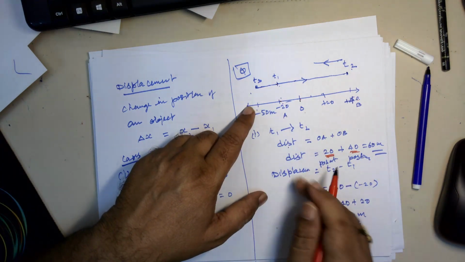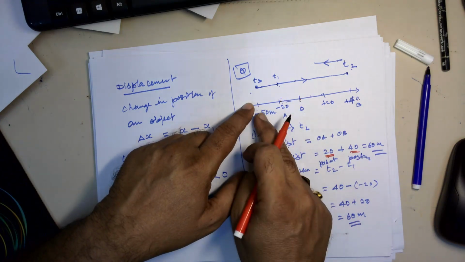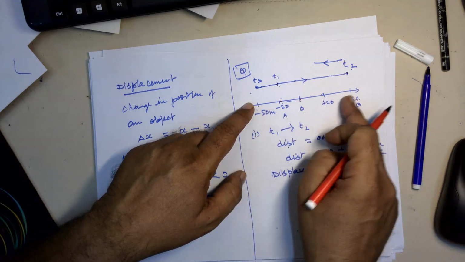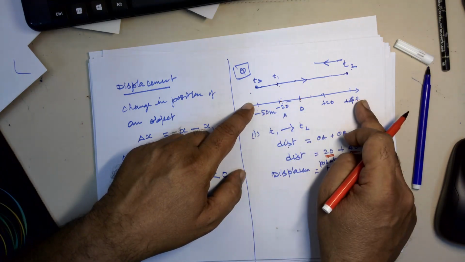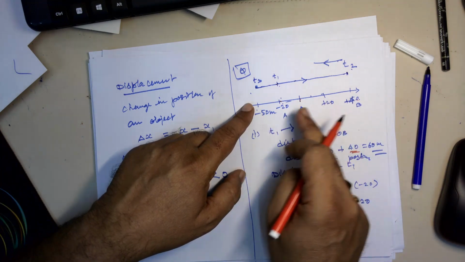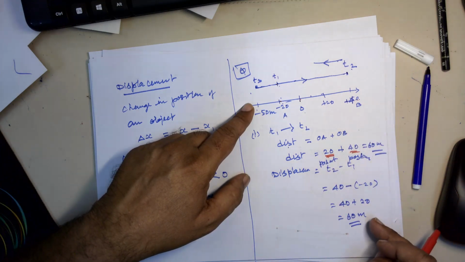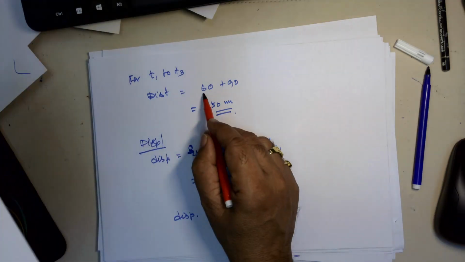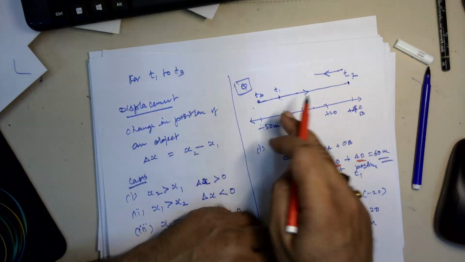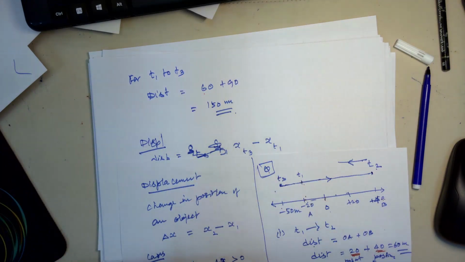And what about this distance? This is from minus 50 to 0, 50, and 0 to 40, 40. So what is the total distance? 50 plus 40. Here we don't take any negative values. So 50 plus 40 means 90. Now, what is the distance here? That is 60, which is from here, 90 from here. So total distance traveled means 150 meter.